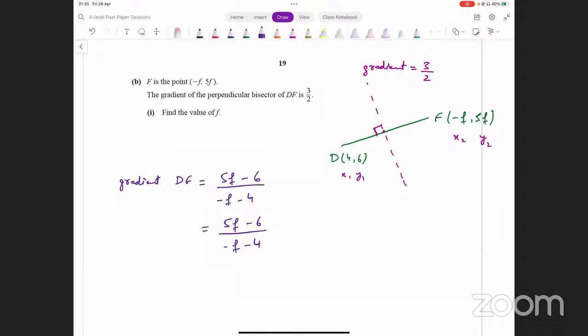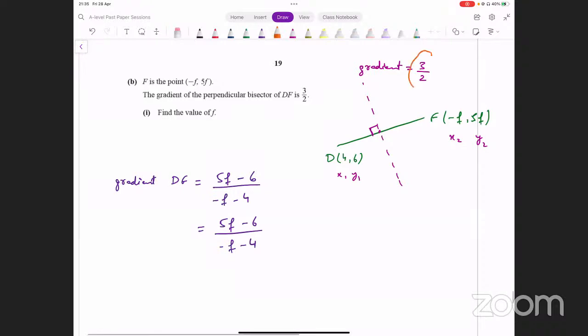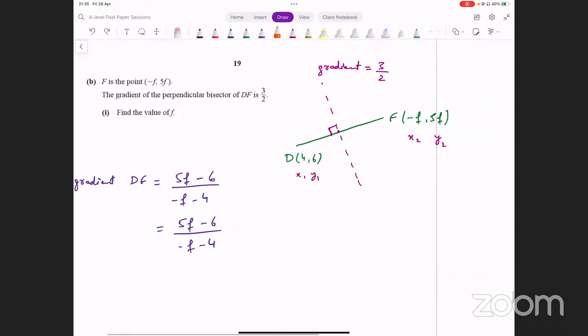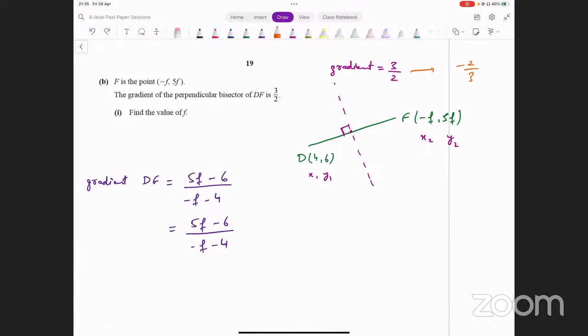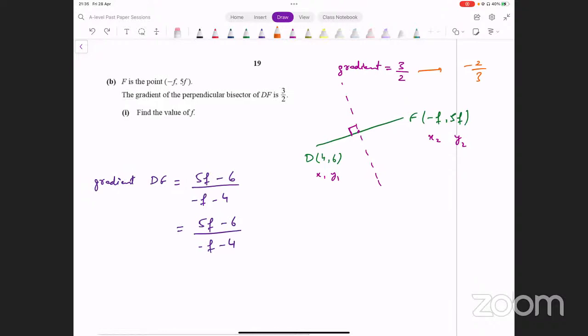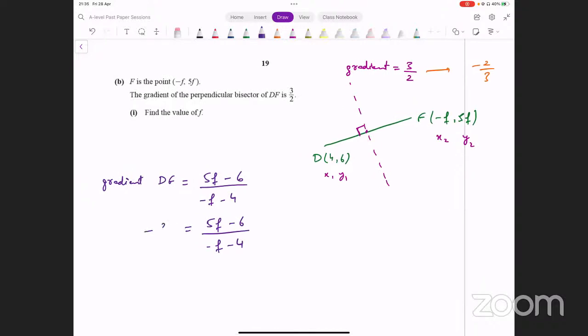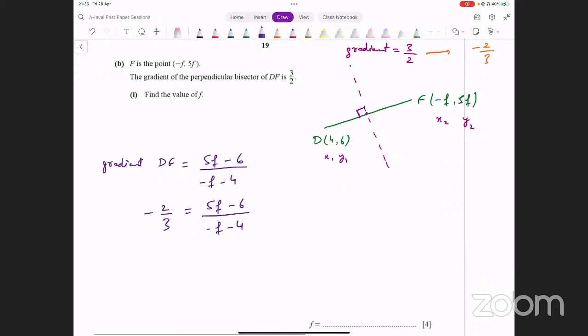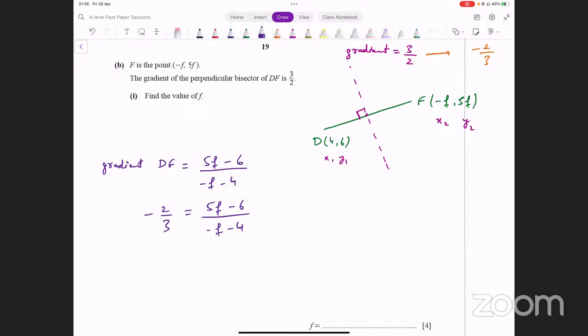अच्छा, अब ये देखिए DF का ग्रेडियंट है. आपको क्या दिया हुआ है यहाँ पे? आपको दिया हुआ है perpendicular bisector gradient. That is 3/2, right? Perpendicular bisector gradient 3/2 है. तो DF का gradient क्या होना चाहिए फिर? That should be negative reciprocal of this. That's minus 2/3. इसका negative reciprocal, right? Because perpendicular lines जो होती हैं उनके gradients एक दूसरे के negative reciprocal होते हैं. So हम क्या करेंगे? इसको minus 2/3 से equate कर देंगे. All right, and now let's just simplify this and find the value of f from this. Cross multiply कर लें.